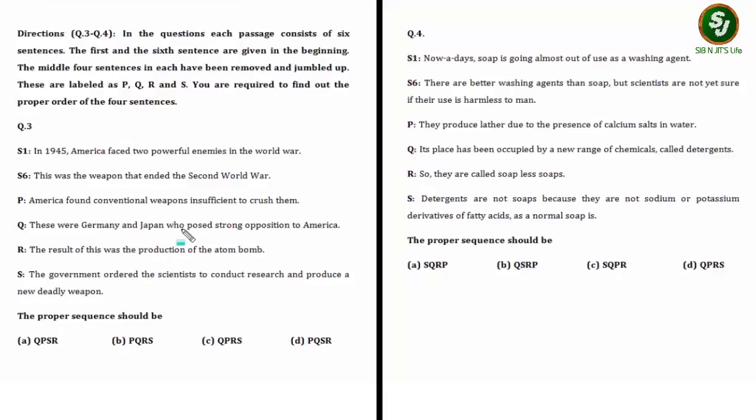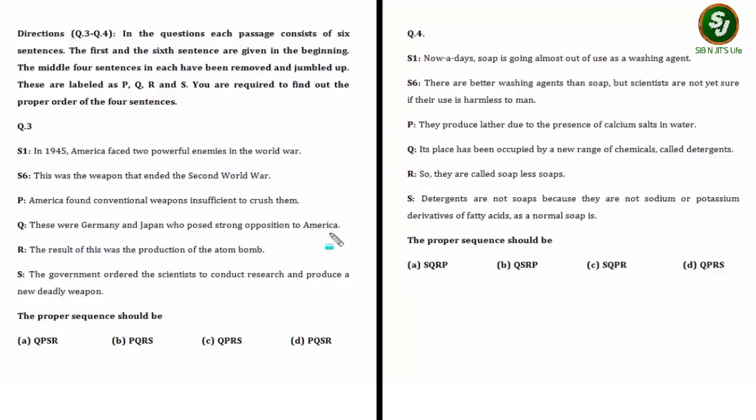But still, let us give it a read and understand the statement. These were Germany and Japan who posed strong opposition to America. Yes, this is the second statement because after the introduction of the two powerful enemies, they are being named in the second sentence. So now let's read the first and the second statement to analyze the paragraph. In 1945, America faced two powerful enemies in the World War. These were Germany and Japan who posed a strong opposition to America.